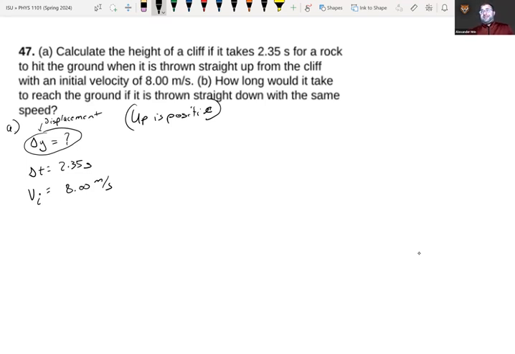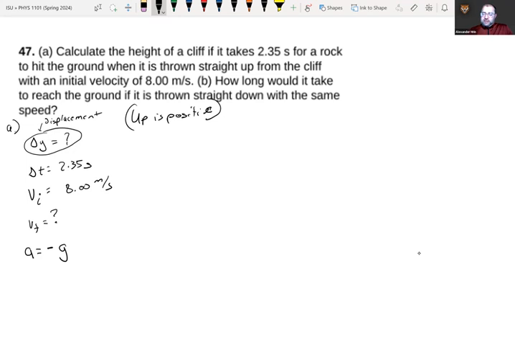So anything directed downward, we need to give the negative sign. Okay. Now, we don't know what the final velocity is. That's something we don't care about at the moment. We might have to find that in some problem. But we do know the acceleration. And the acceleration is g, but it is negative g because it's down.